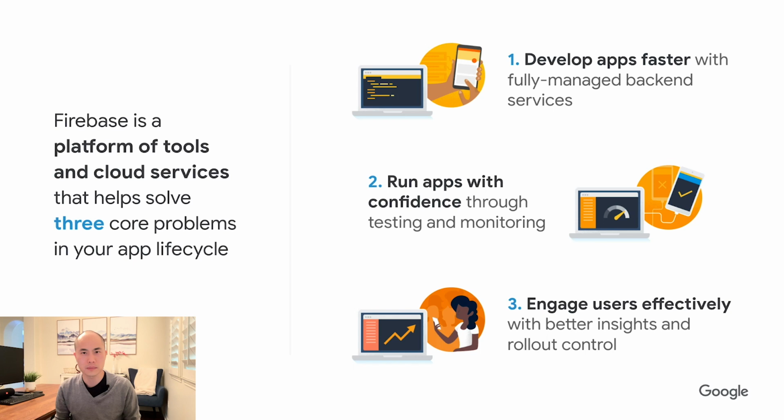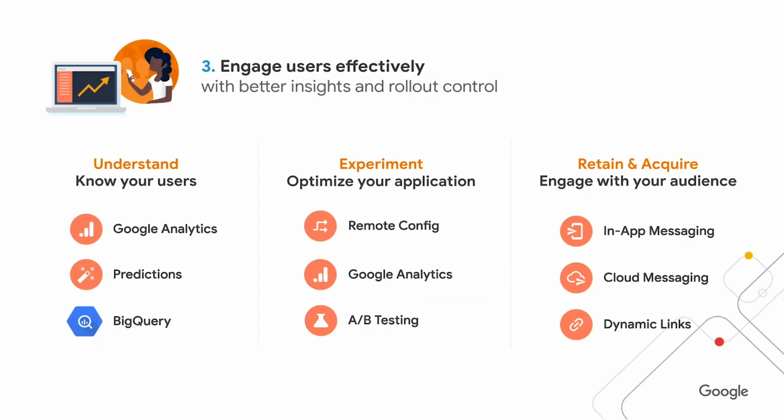Now let's drill a little deeper into that third stage, which is perhaps the most critical one of the app lifecycle. Firebase offers a suite of products that allow you to engage with your users to maximize revenue and to reduce churn. These products span the gamut from helping you to, 1. Understand who your users are through reporting and user segmentation, otherwise known as audiences.